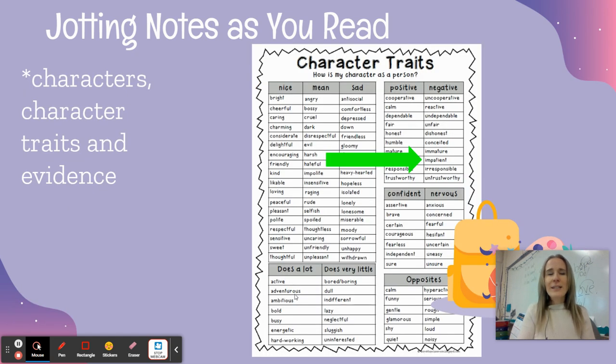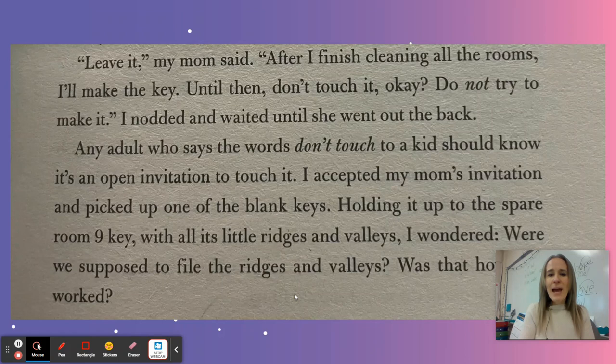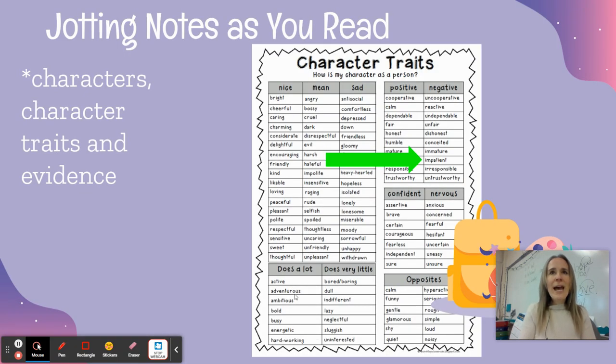We want to try and stay away from just feeling words. So if it's a feeling word, it should be a feeling word that describes how they act over a period of time, not just in that moment, okay? For our character, Mia, the example that we had in this passage showed that she was acting with an impatient character trait. She was being impatient there.